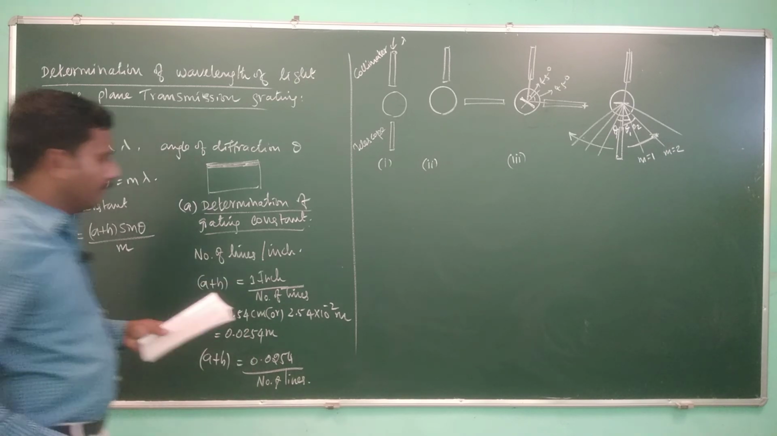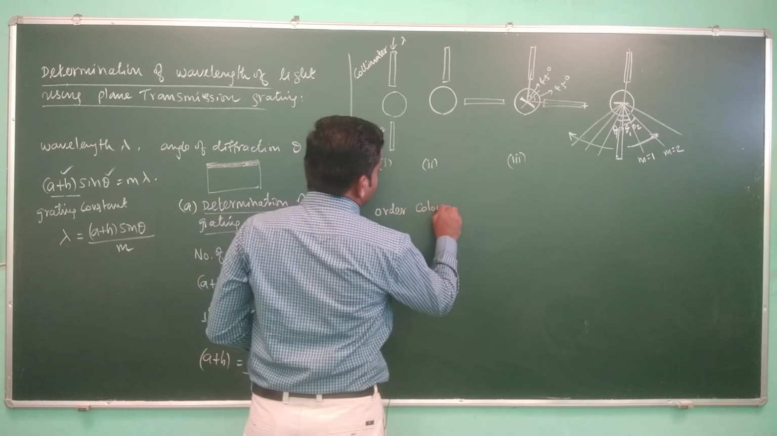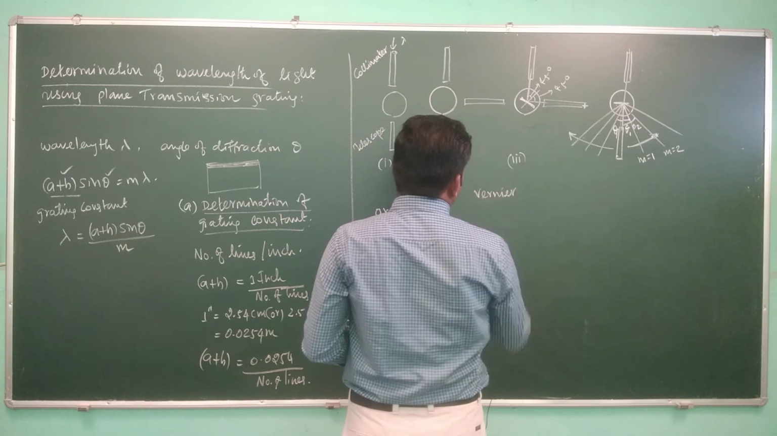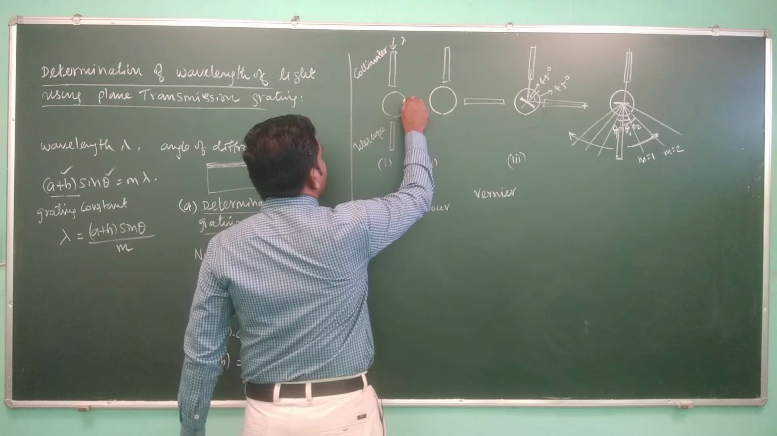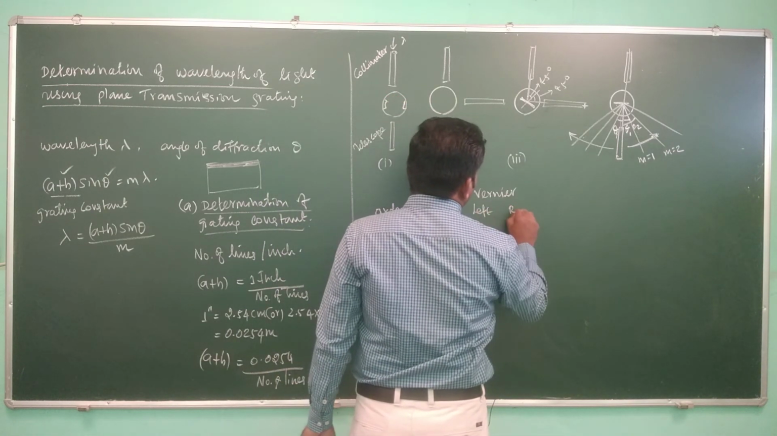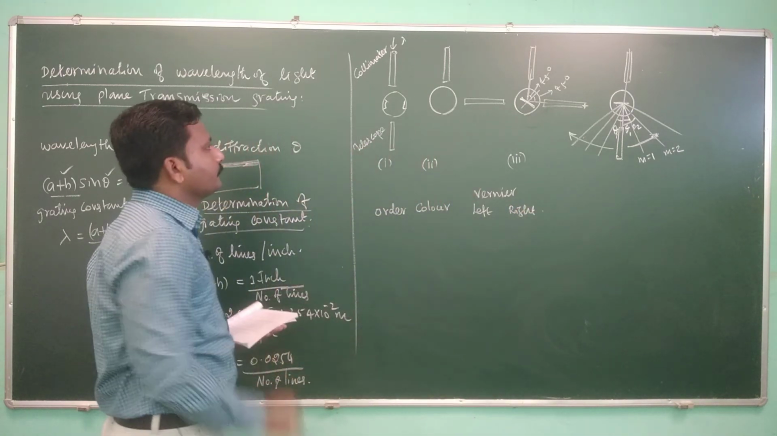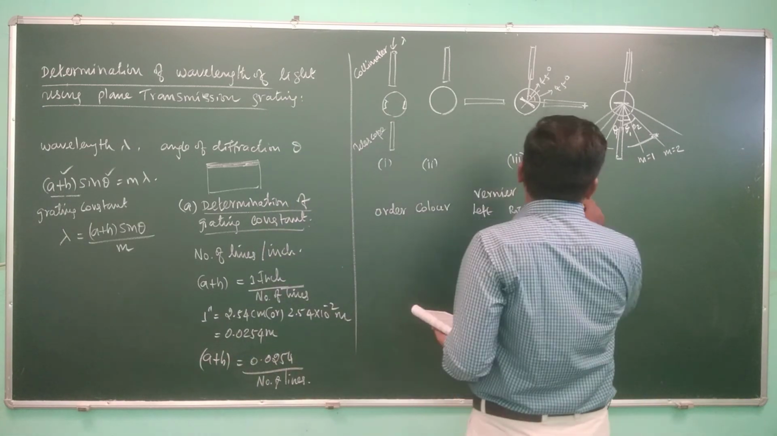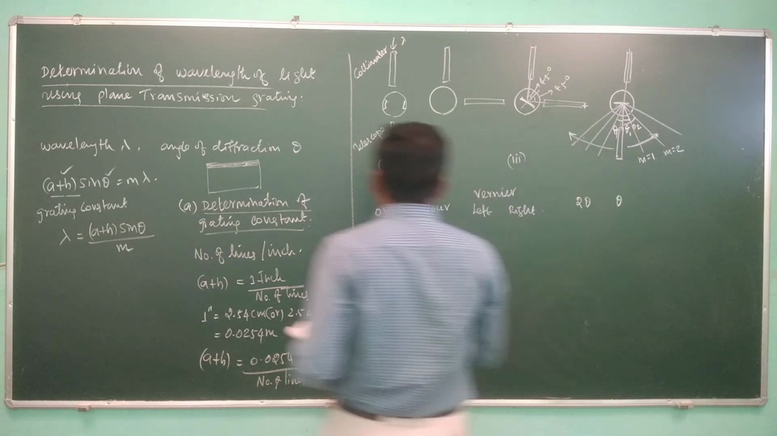For this, we can draw a table with order, color, and Vernier reading. In the spectrometer, there will be two Vernier readings, left and right. So Vernier reading left, Vernier reading right, and the difference between left and right will yield you 2 theta. You can write theta from this.